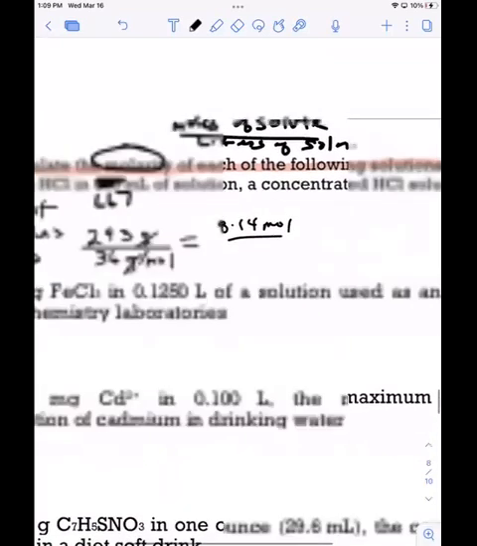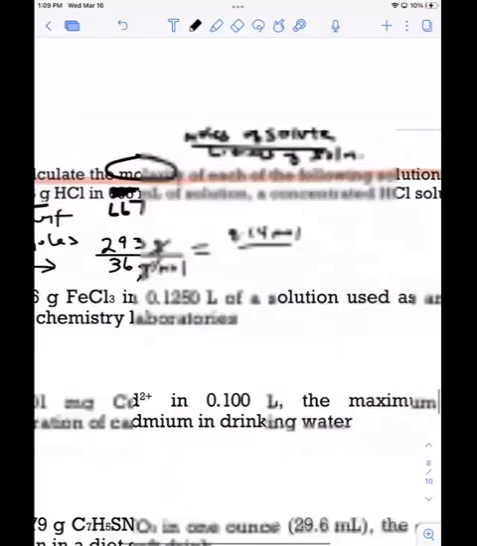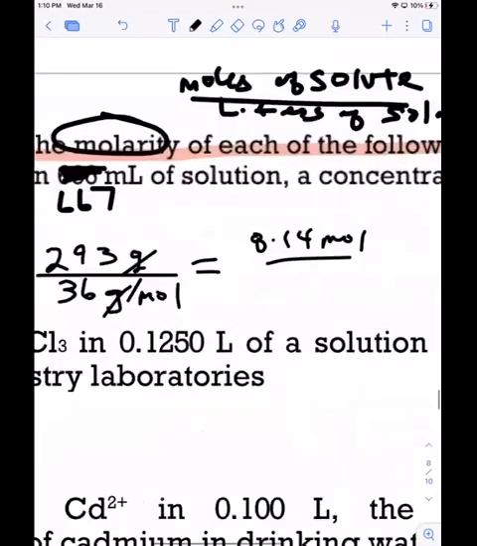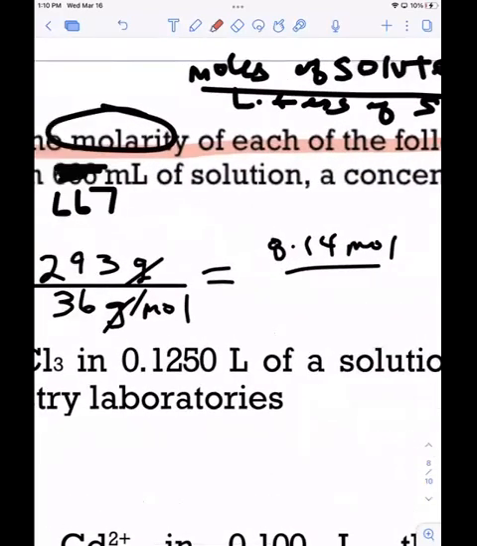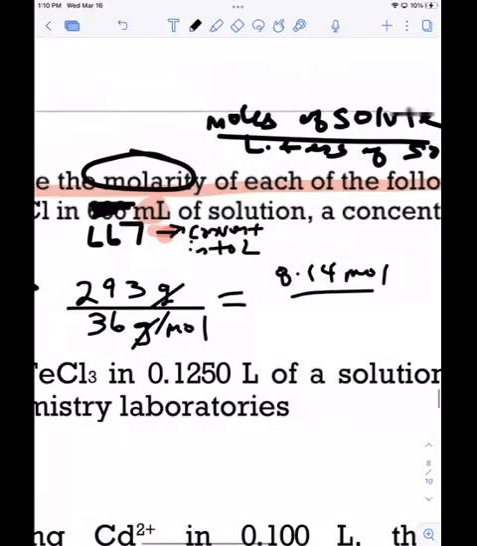All right, and then it gave us the volume of the solution, but it gave it in milliliters. That's not going to work, right? We need that in liters. So we're going to convert that. Without showing the conversion, we're just going to divide that by 1,000, right?